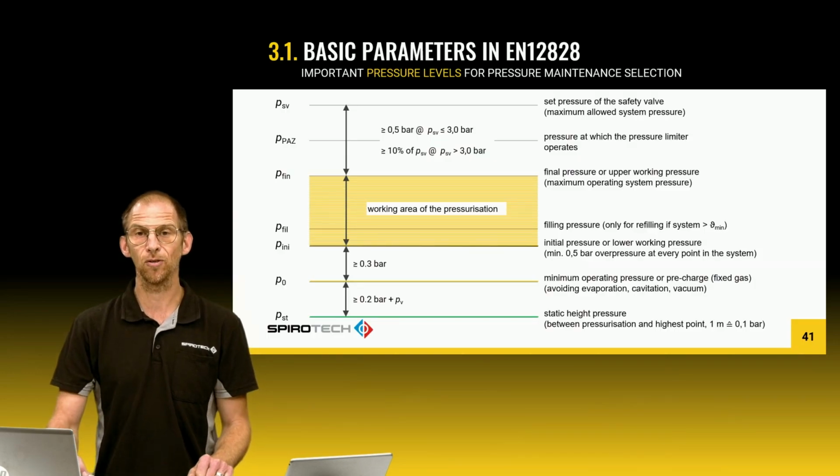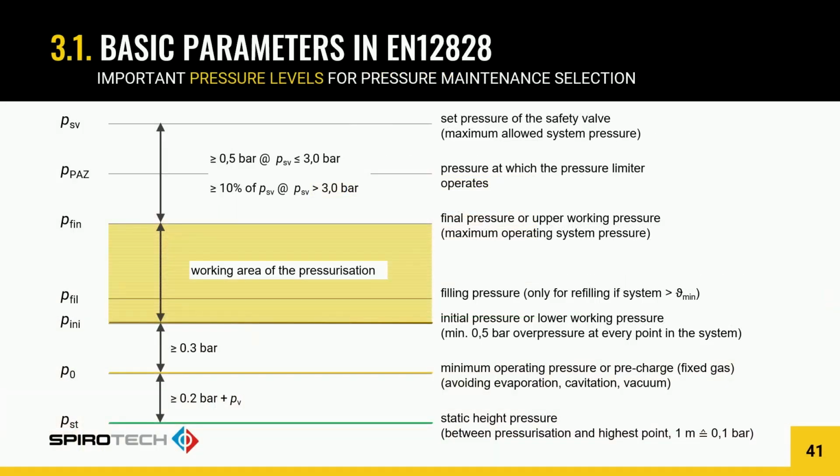In this slide, you'll see an overview of the pressure levels that must either be calculated or taken from the design in order to size or select the pressure maintenance system. These levels, so P static, static pressure, zero pressure, initial pressure, etc., are defined in EN 12828, and we've seen these before, in the pressure profiles.